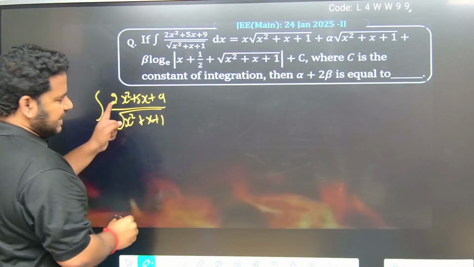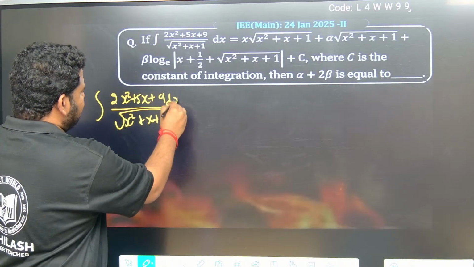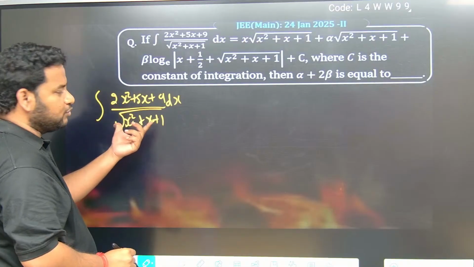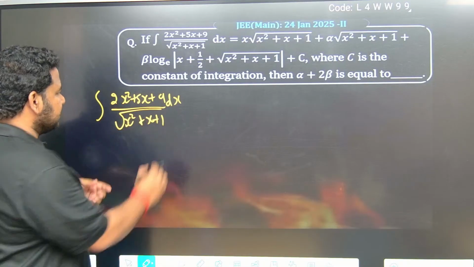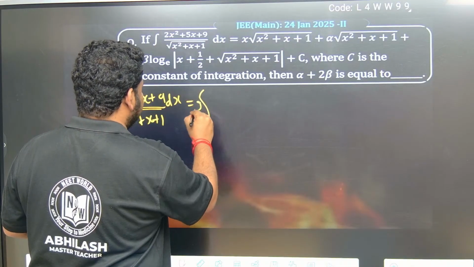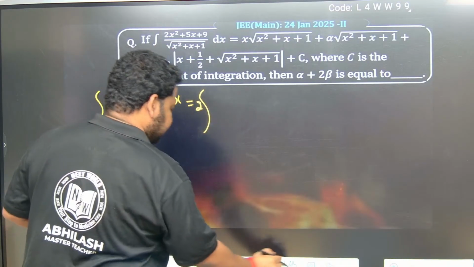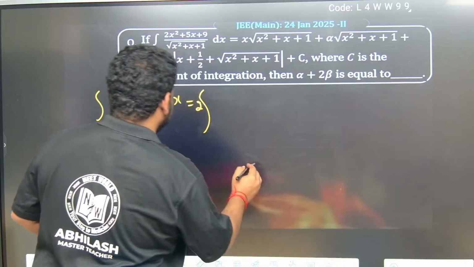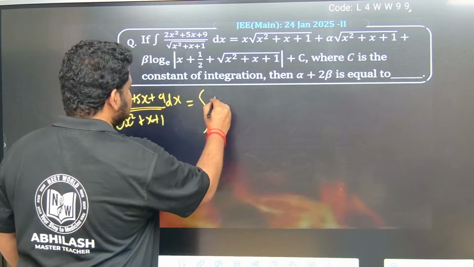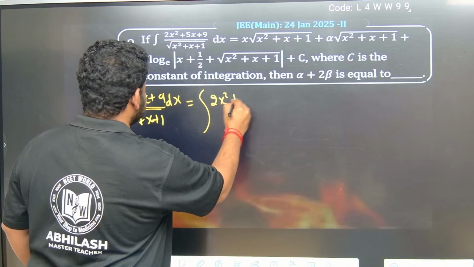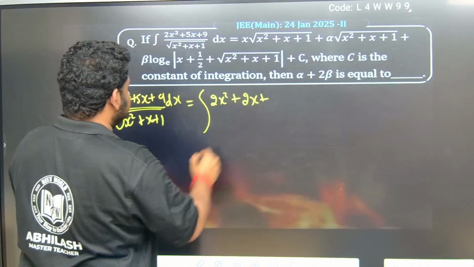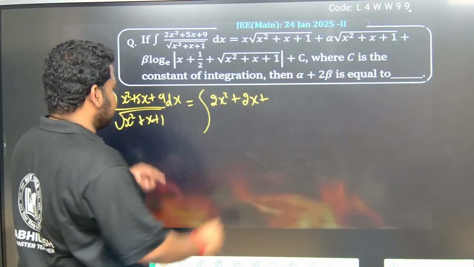I can write this in a form which is useful to bring the numerator to the form of the denominator. So look at the numerator and try to bring it to the form of the denominator. This can be written as 2x square plus 2x plus 2.